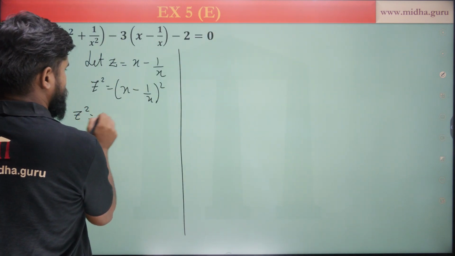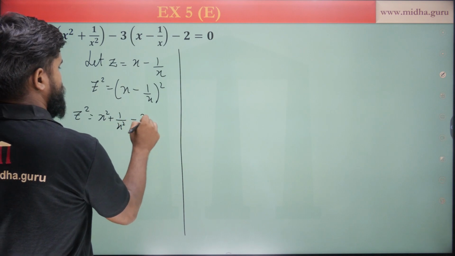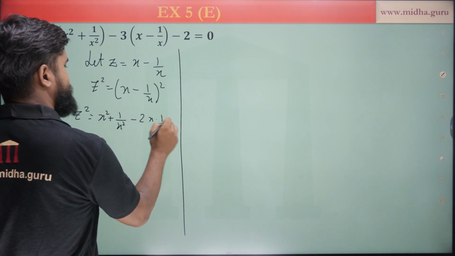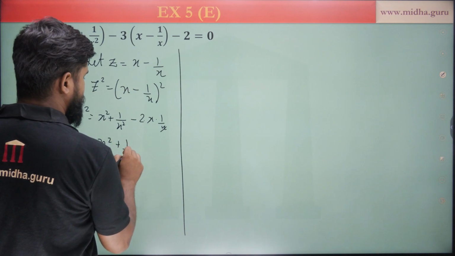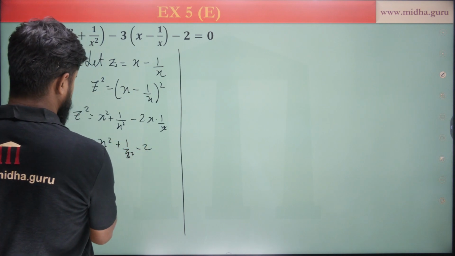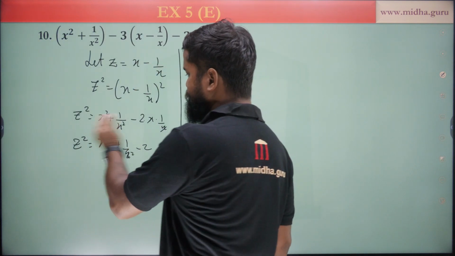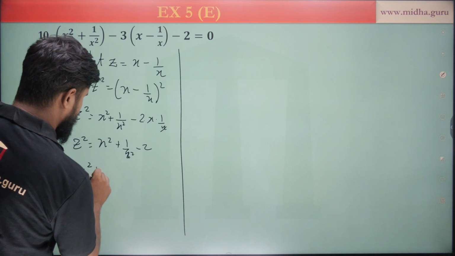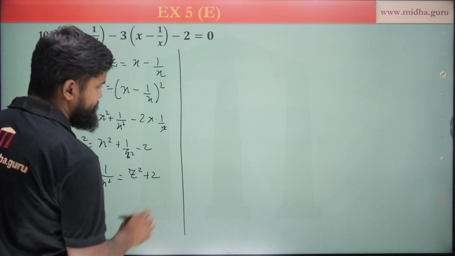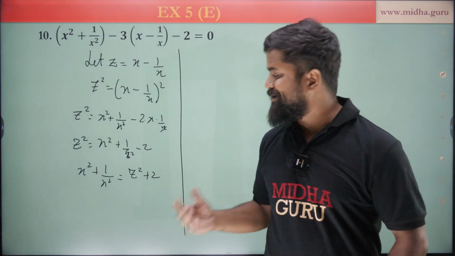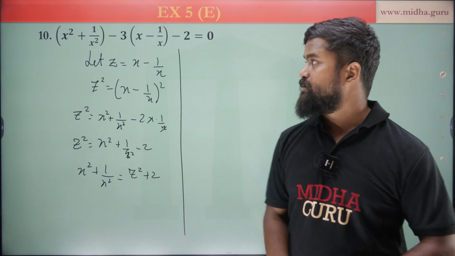Expanding this as (a minus b) whole squared, we will get a² plus b² minus 2ab. Again x and 1 by x cancel out. So we have x² plus 1 by x² minus 2. Now we just want x² plus 1 by x², so we'll take 2 to the other side. It becomes x² plus 1 by x² is equal to z² plus 2. And like earlier when it was minus 2, this time it will be z² plus 2.